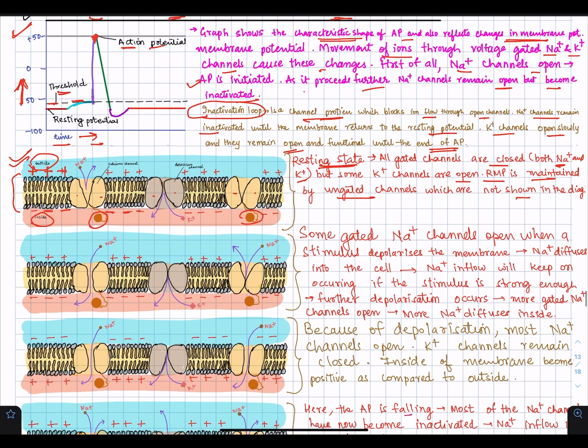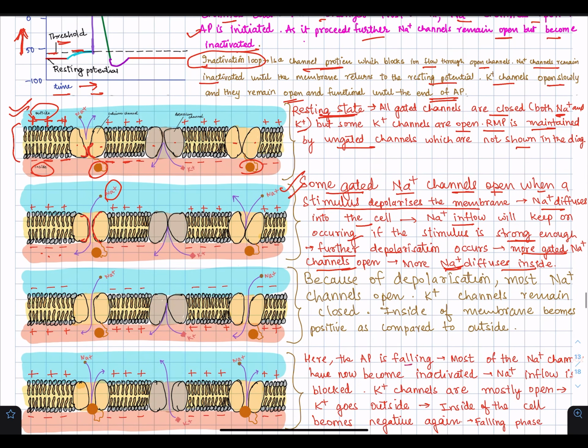Now here, some gated sodium channels open when a stimulus depolarizes the membrane. See here, this channel was closed in the above diagram, but here it has opened and sodium is allowed to come inside the cell. Sodium diffuses into the cell and sodium inflow will keep on occurring if the stimulus is strong enough. This will cause further depolarization and more gated sodium channels will open and more sodium diffuses inside.